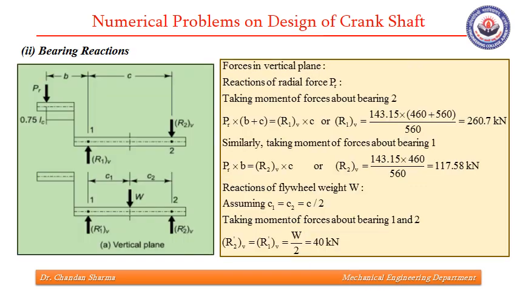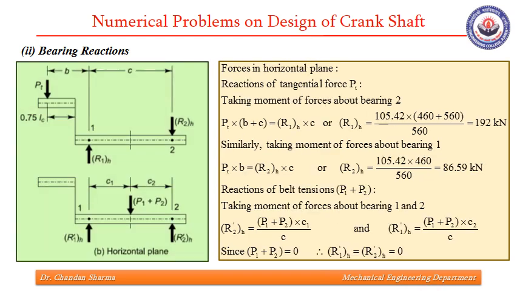Position to find bearing reactions. This is the vertical loading diagram. PR is supposed to act at a distance of 0.75 LC from bearing 1, from crank web, sorry, and in this we need to find R1V and R2V due to this load PR, and R1V dash and R2V dash due to the weight of flywheel. So using simple moment equations, we'll be able to find these four reactions.